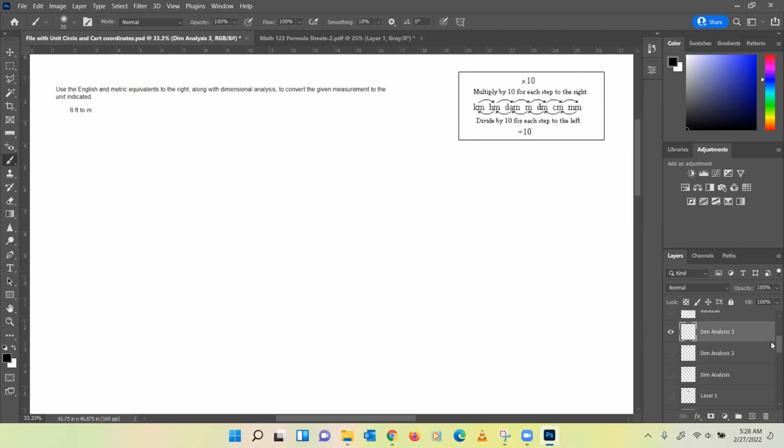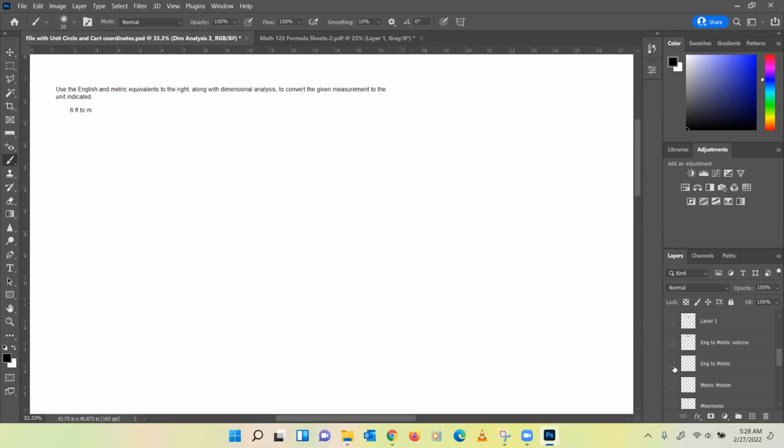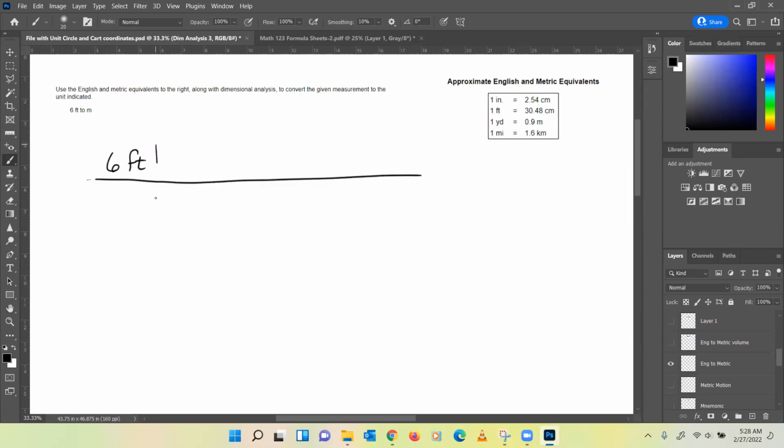Now let's take a look at this one. This one says feet to meters. So I'm going to grab a different table over here. We've got our English to metric units up. Now 6 feet to meters. So I'm starting with 6 feet. And I need to multiply by versions of 1. All right, well, it says right here that 1 foot is 30.48 centimeters. So I could put 1 foot down here and 30.48 centimeters up here.